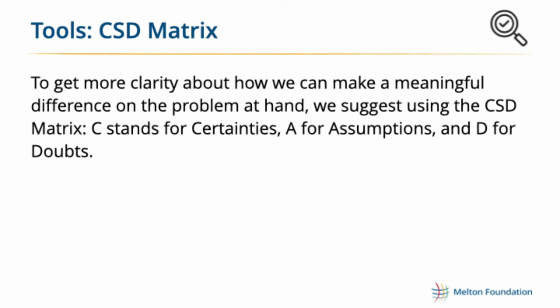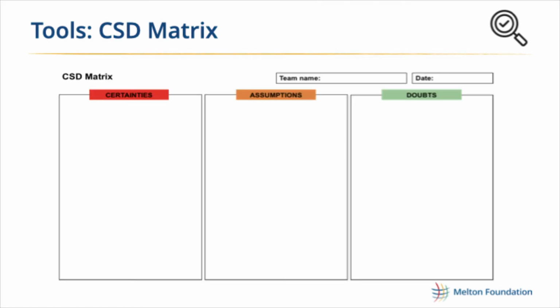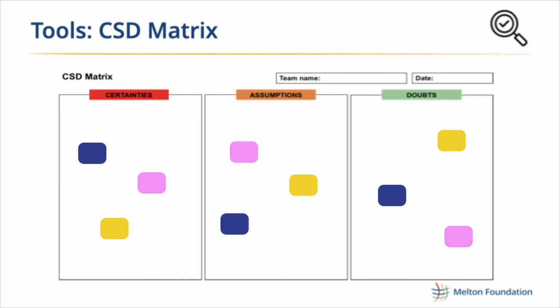To get more clarity about how we can make a meaningful difference on the problem at hand, we suggest using the CSD Matrix. C stands for certainties, A for assumptions, and D for doubts. A good way to start populating the CSD matrix as a team is when each team member writes down the C's, A's, and D's relating to the selected problem individually. Then we share our individual thoughts with the entire team.